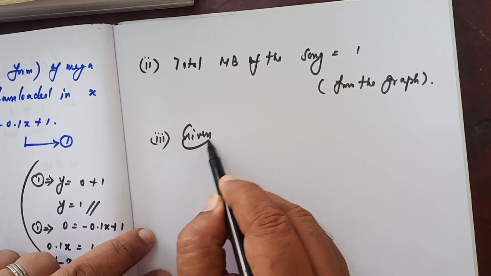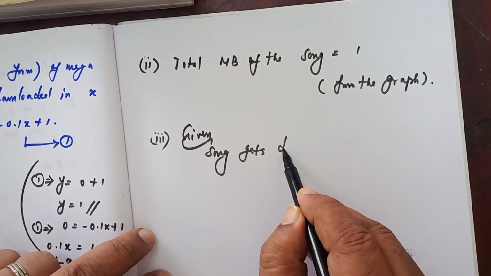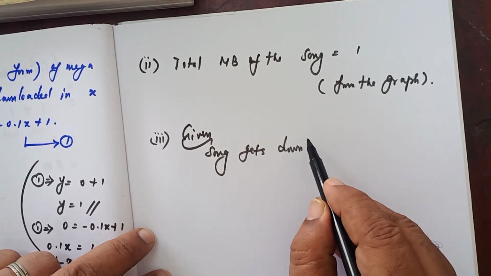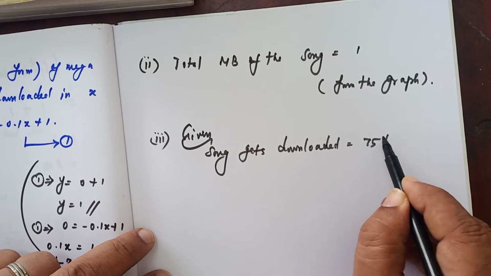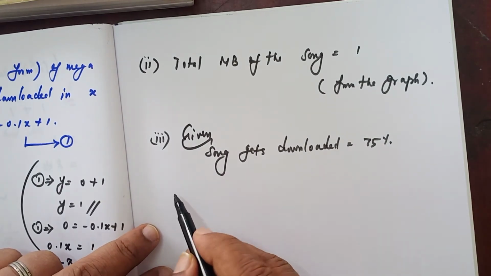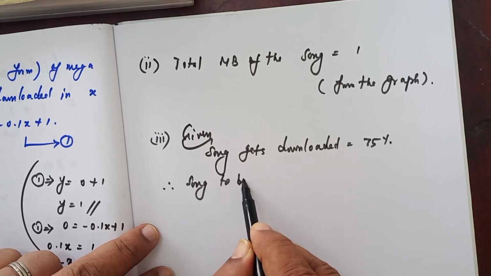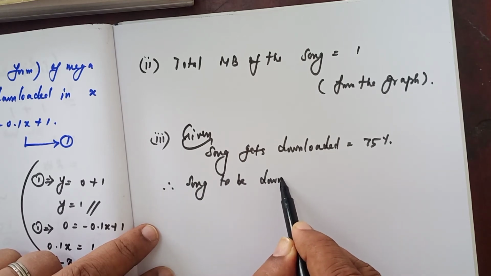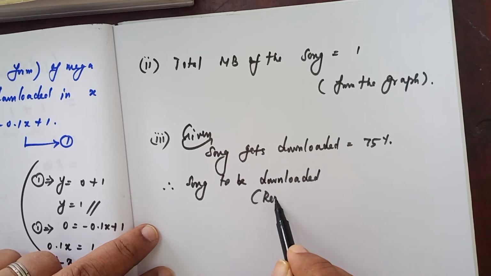Given, song gets downloaded equals 75%. Therefore, remaining song to be downloaded, that means a remaining.